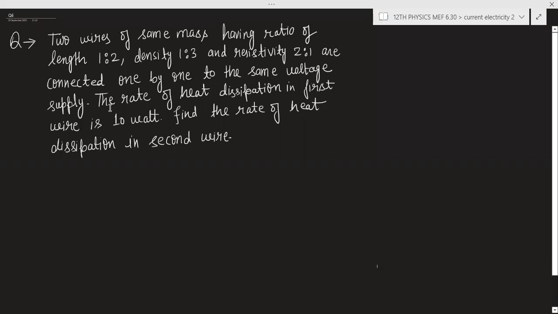After that, they are saying the rate of heat dissipation in the first wire is 10 watt. Find the rate of heat dissipation in the second wire. Just see how I am solving it.